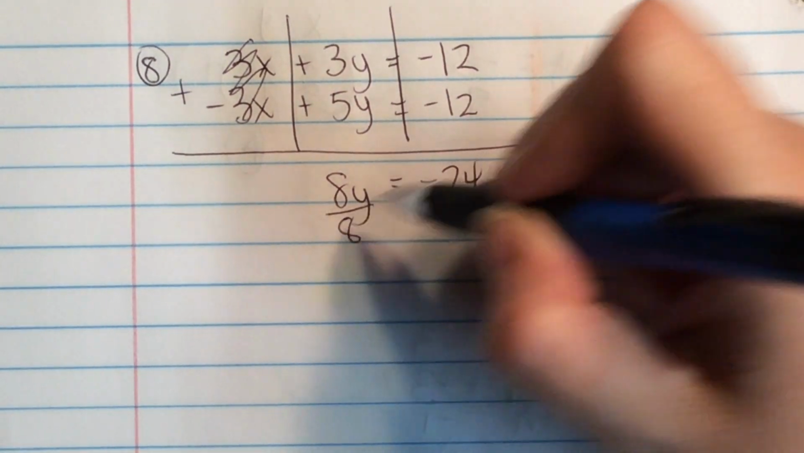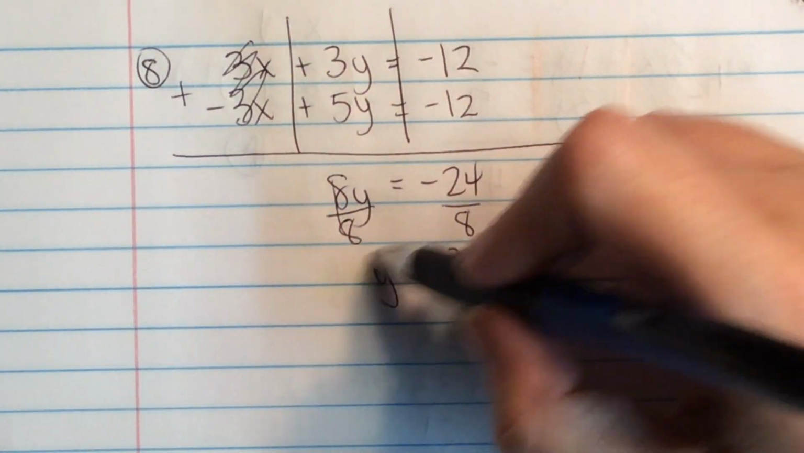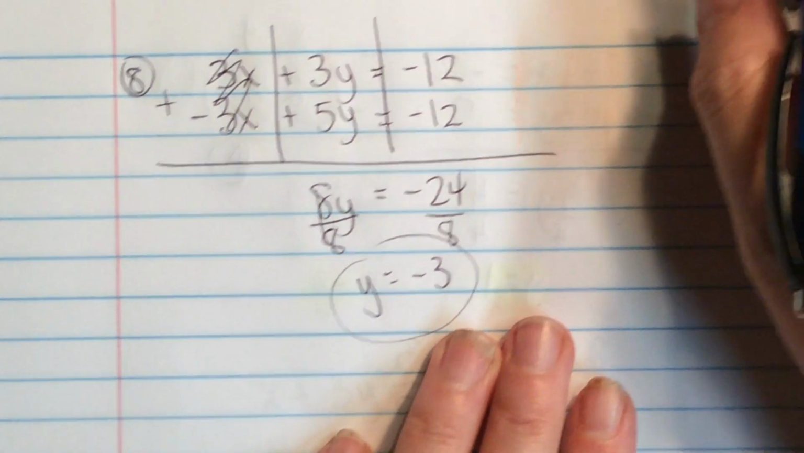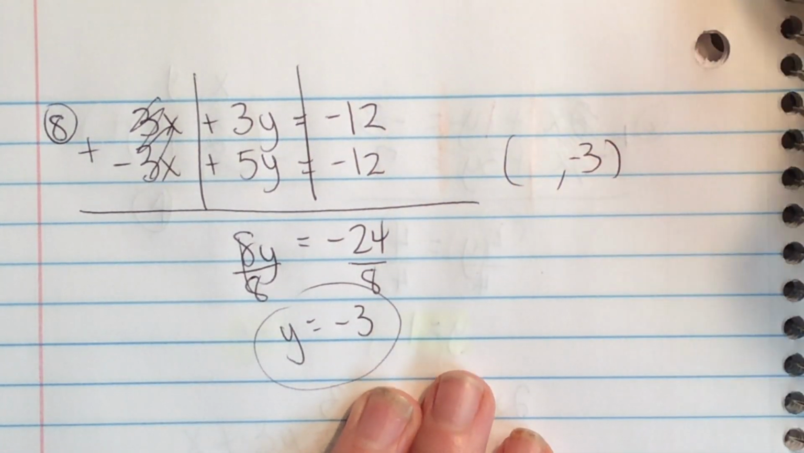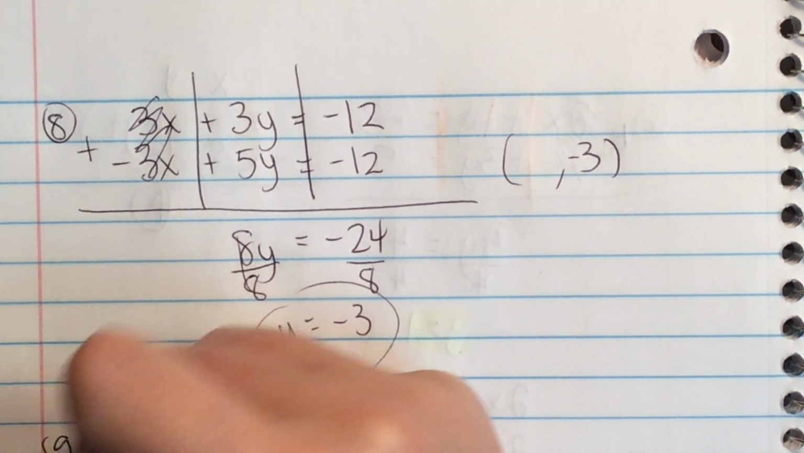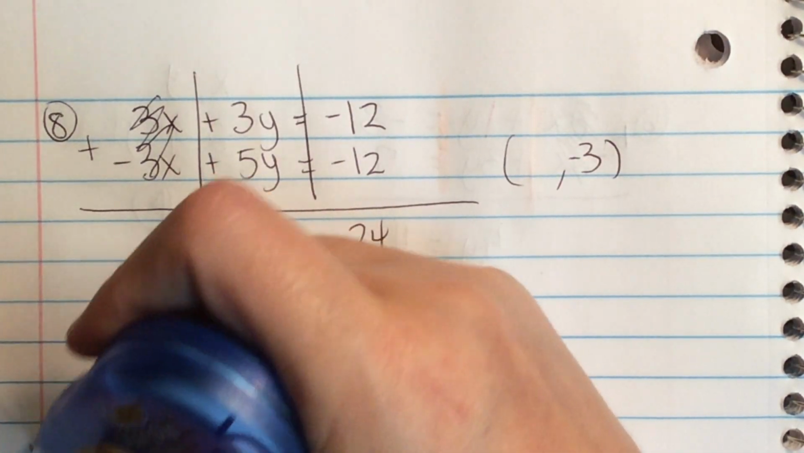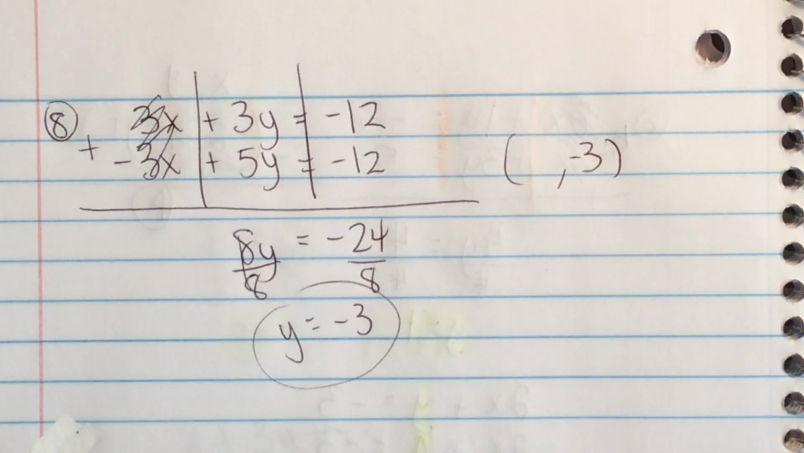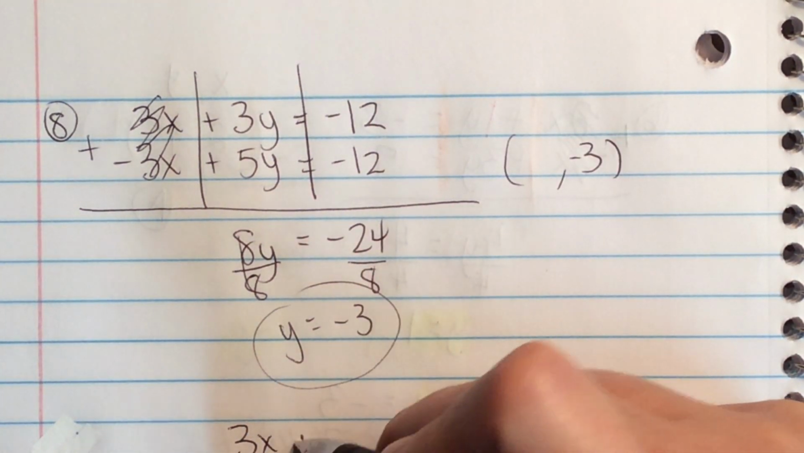Then if I divide by 8, I'm going to get that y equals -3. So the second coordinate point is y equals -3. And, oops, did not mean to write that yet. I have to pick which equation I want. I'm going to pick the top one, it looks easiest.